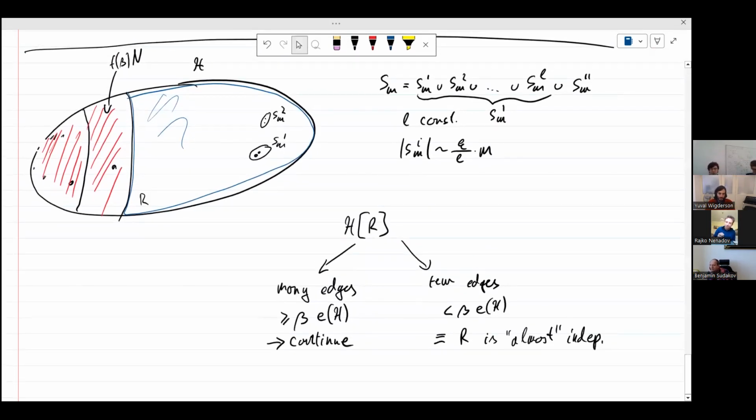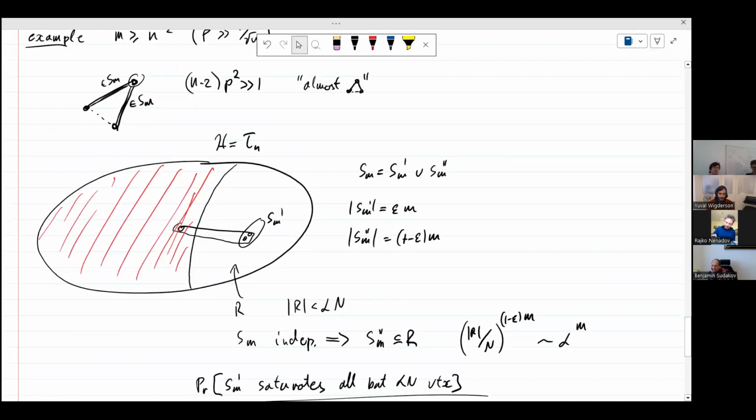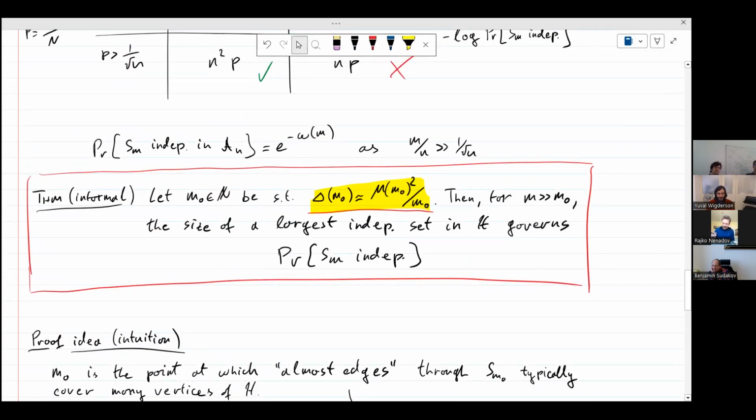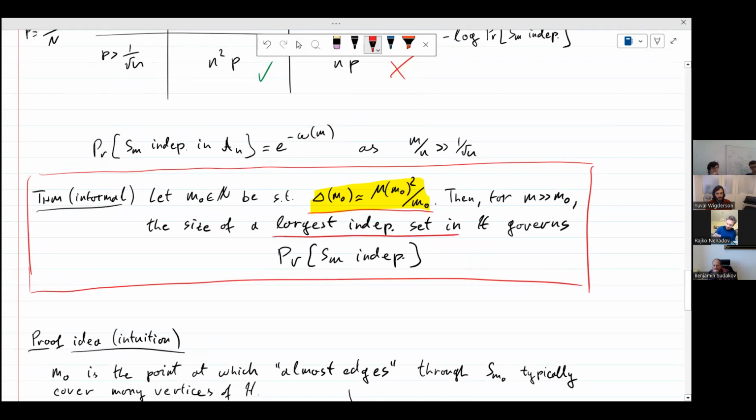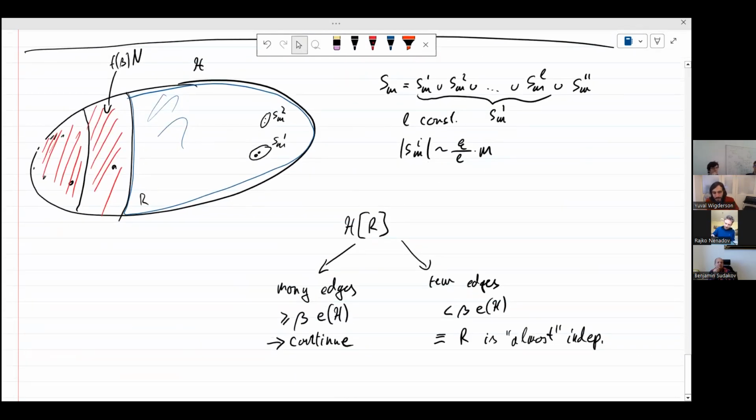If R at some point becomes almost independent, I stop. And now let me revise the statement I wanted to say here. So we wanted to say that once M becomes large, the probability of Sm being independent is governed by the largest independent set. Instead of that, what we can show is that the largest... let me briefly go over the argument.